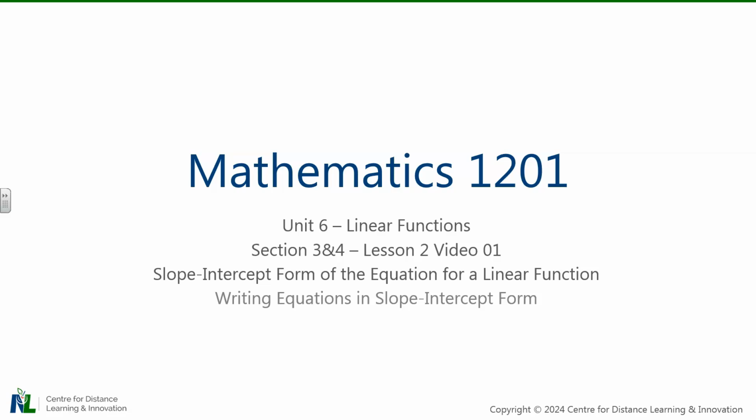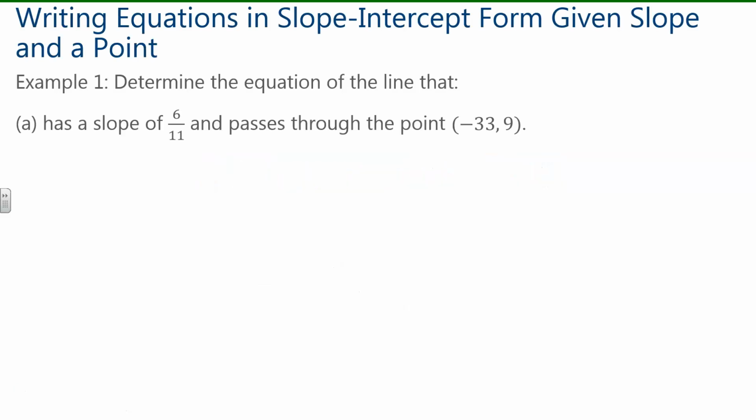Welcome back to Section 3 and 4, Lesson 2 of Video 1. Here we're going to be writing equations in slope-intercept form. We previously wrote equations in slope-intercept form, but we were always given the slope and the y-intercept. Here we're going to be given the slope and a point.